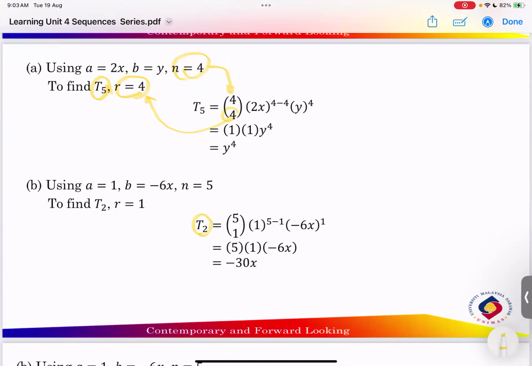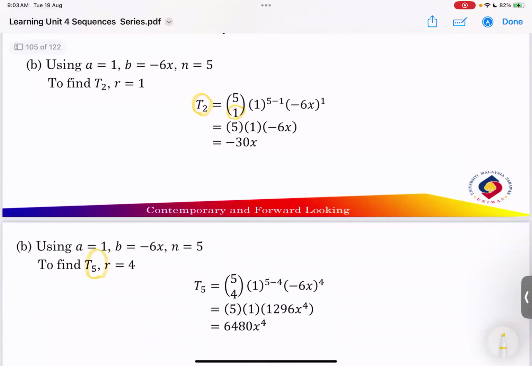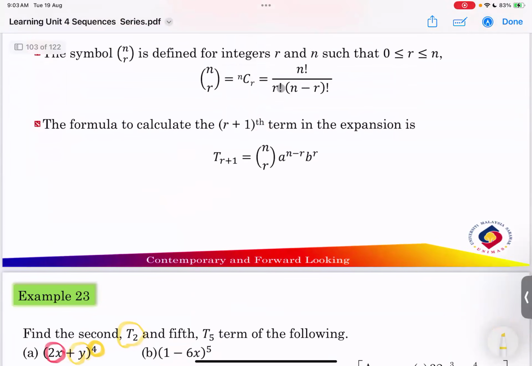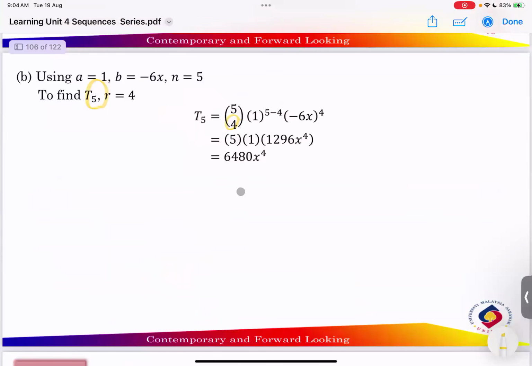Okay, T2, the r is 1, and then T5, the r is 4. And this one, we are using the factorial method to solve. How to press this one? You can use the calculator to help you get this. Press factorial, and then you get this answer.